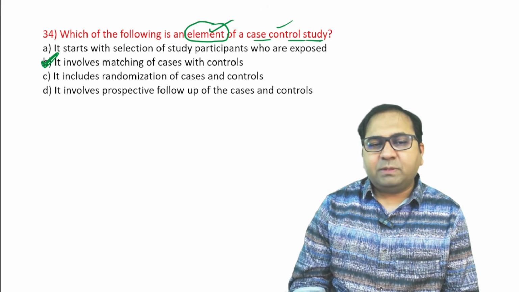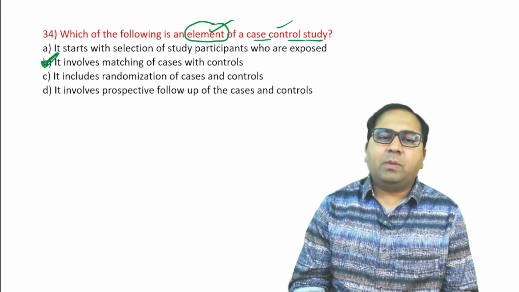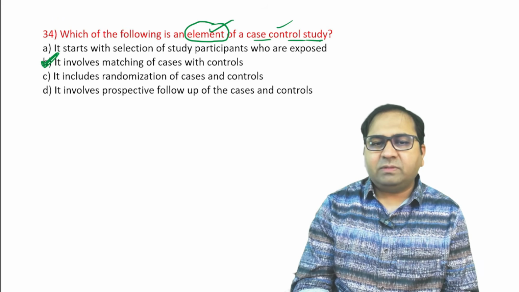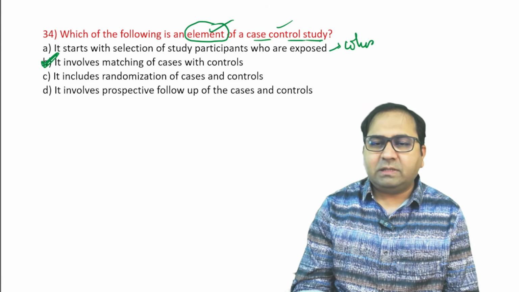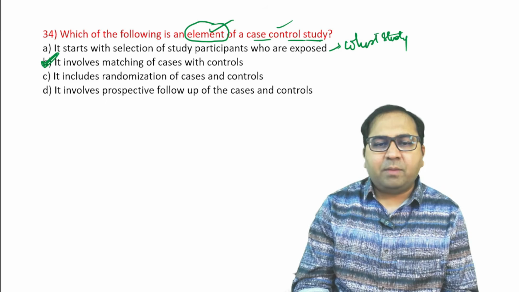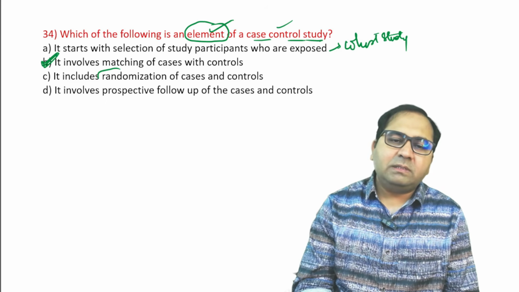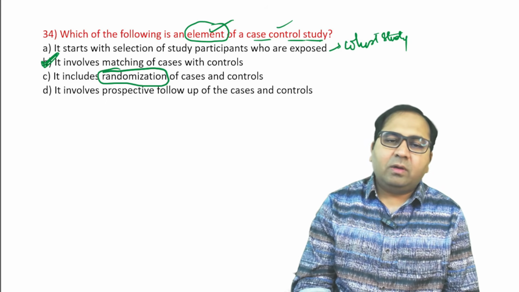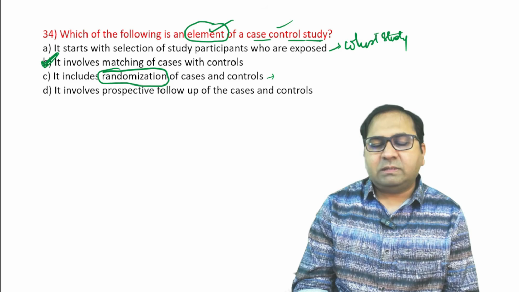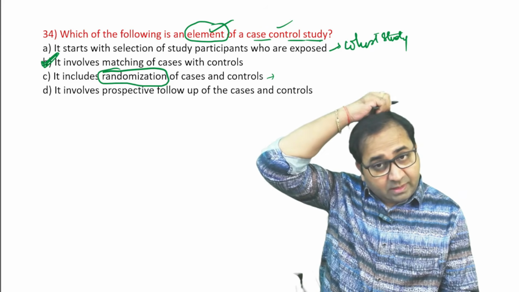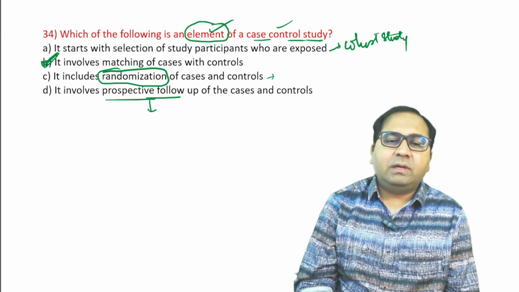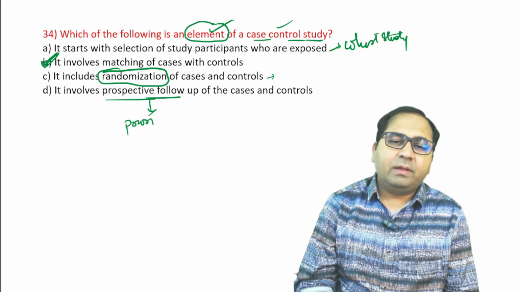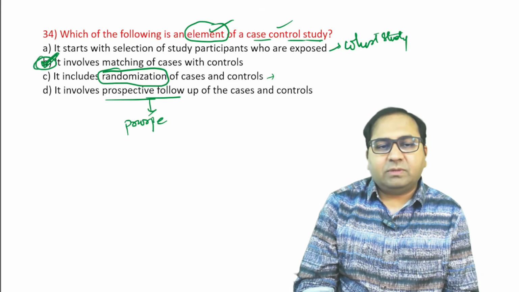Okay. The other options pertaining to this question, let us discuss them also. That it starts with the selection of study participants who are exposed belongs to cohort study. Then third option, that it includes randomization of cases and controls. Randomization is not at all over here. Randomization comes to RCTs, it's a different entity. Then it involves prospective type of study. No, definitely not. Prospective is cohort study again. Okay, so we got the answer for this question.